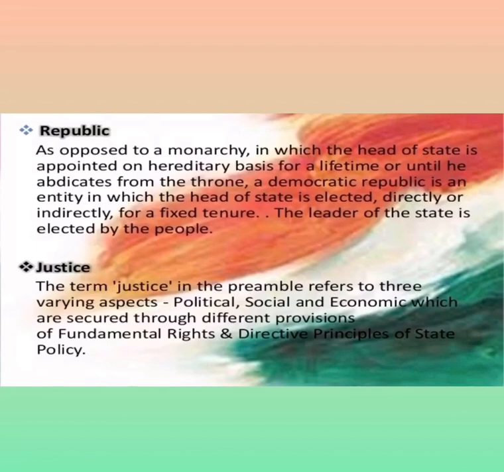Justice. The term justice in the preamble refers to three varying aspects, that is political, social and economic, which are secured through the different provisions of fundamental rights and directive principles of state policy. It means citizens cannot be discriminated against on the grounds of caste, religion and gender. Social inequalities have to be reduced. Government should work for the welfare of all, especially of the disadvantaged groups.